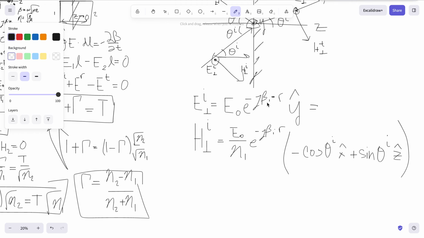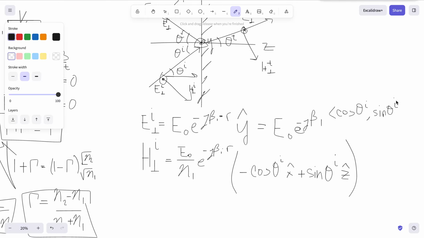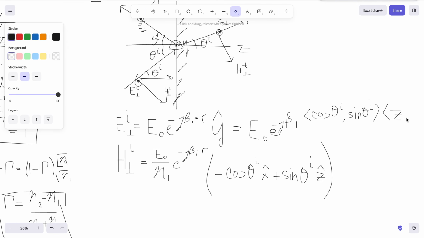So beta 1 describes the propagation vector, which we can rewrite as e to the minus j beta 1, and this vector is, let's see here, it would be cosine theta sub I, sine theta sub I, and our position vector is described as dot z comma x, again in the y hat direction.